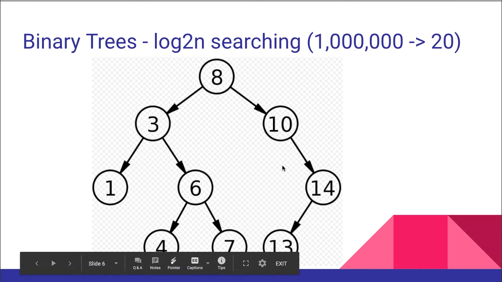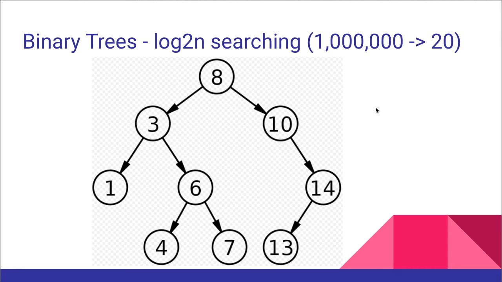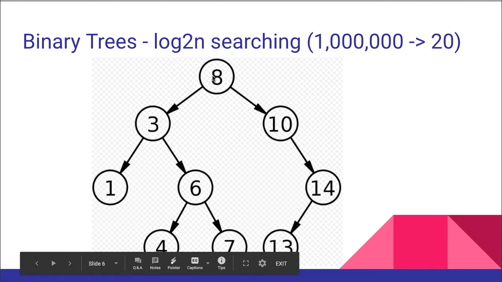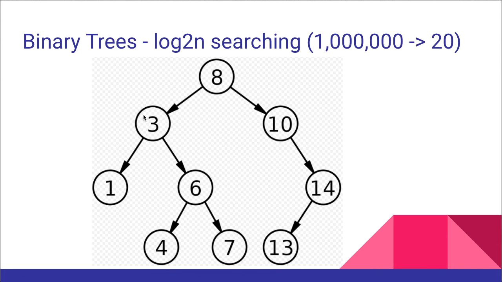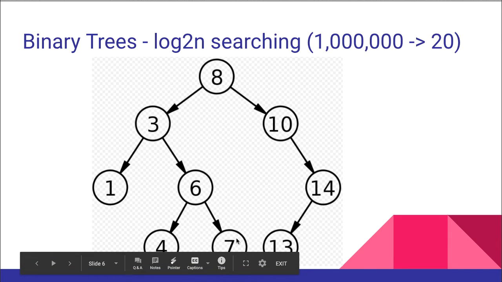So in the example on the screen here, let's say I'm trying to find the number 7, right? I know that I have the numbers 1 through 14 in my database. So I'm going to start with the number 8. Is it bigger or smaller than 8? Well, I know that 7 is smaller than 8, so I have eliminated all of these nodes already. I don't have to search them anymore. The next number down is 3. Okay, well, I know it's bigger than 3, so I've eliminated everything over here. I go down to 6. I know it's bigger than 6. And there I get to 7, right?